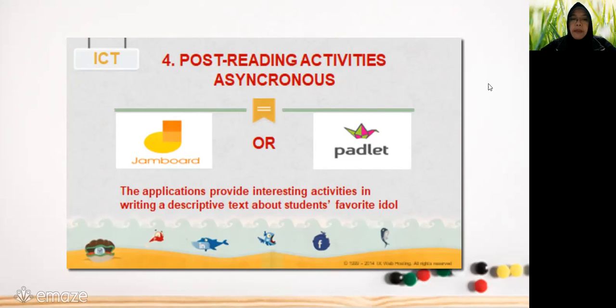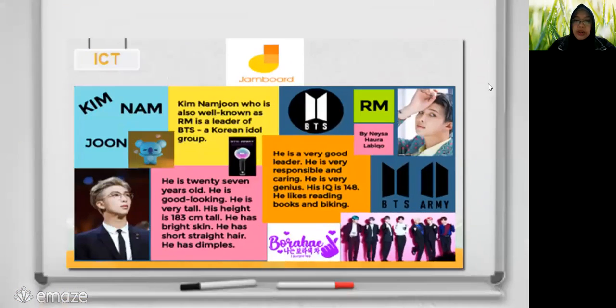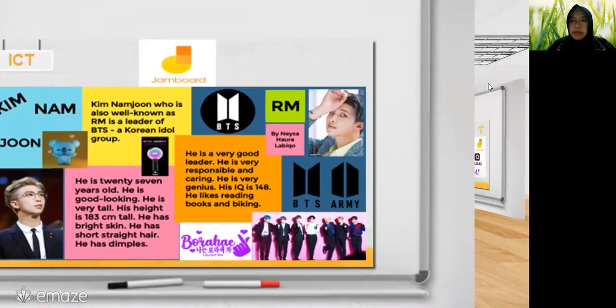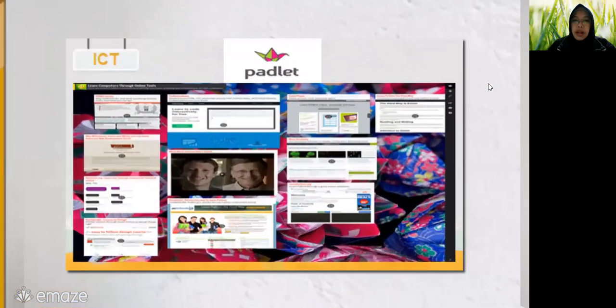Finally, in the post-reading activity, the teacher asks students to describe their favorite idol in written form using the Jamboard application or Padlet application. The time allocation for this task is 15 minutes. Here is the example of the students' writing about their idol using Jamboard application. And here is the Padlet application.